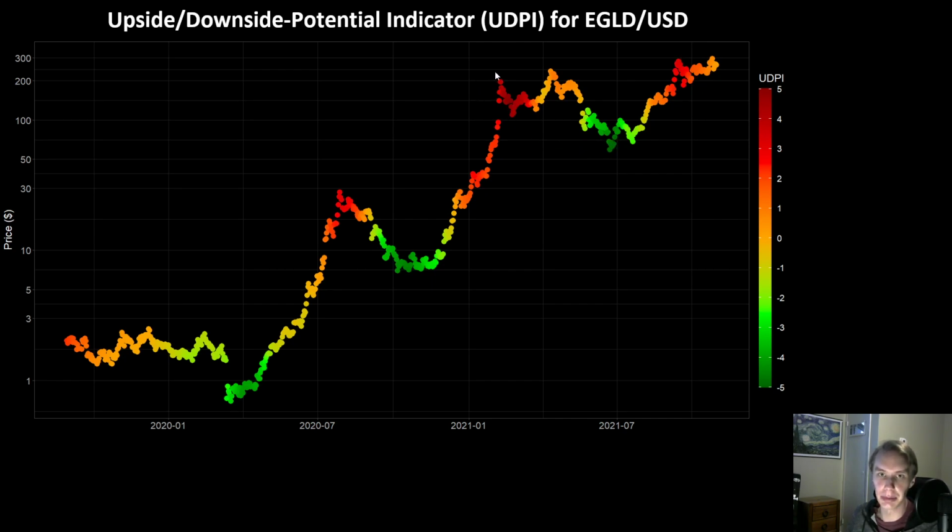And so what the UDPI was saying was that in the near term after this move, there wasn't a lot of room for EGLD to probably move much further up in the future, and sure enough, it took another long while and a big correction and consolidation before we were able to move further to the upside.